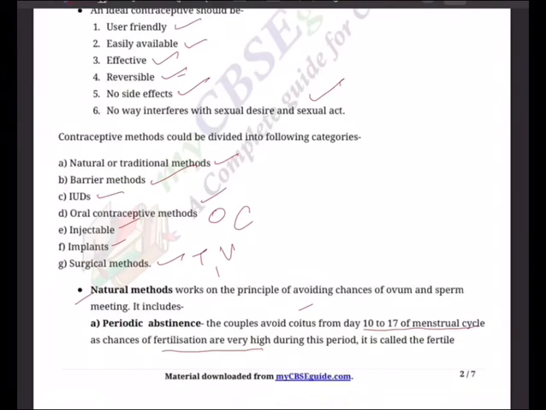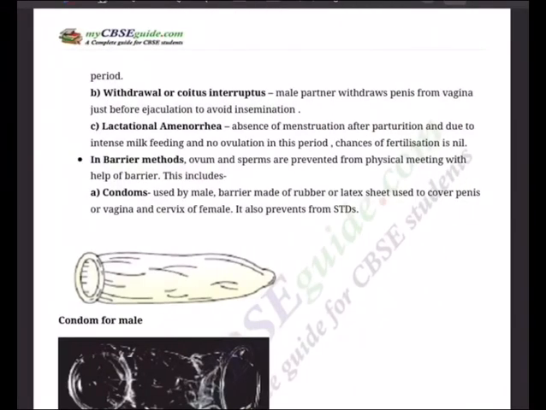ovulation takes place. The functional ovum gets released, and during that time, if couples are involved in coitus, there is a very high chance of the functional ovum getting fertilized with the sperm. Hence, the couple should avoid this 10th to 17th of the menstrual cycle. During that time, if a couple can avoid it, there won't be pregnancy. So it is called the fertile period. So that 10th to 17th is the fertile period. So if the fertile period can be avoided, then pregnancy can be avoided.